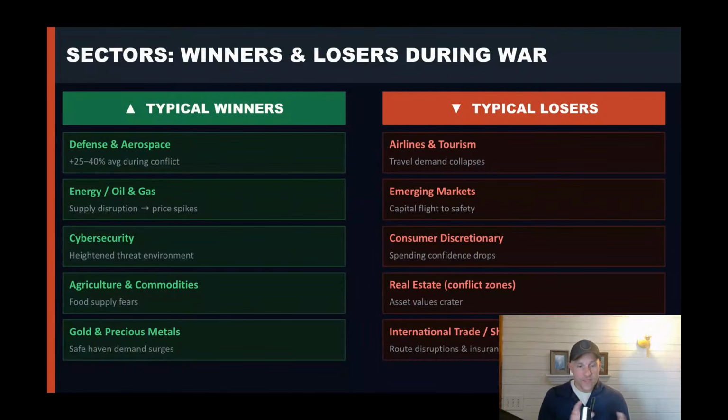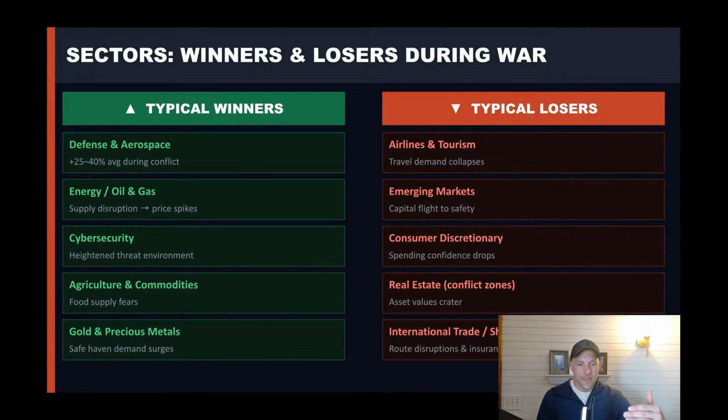Now, I will point this out. Cybersecurity on here is typically a winner in wartime environments. However, right now, one of the unique things that's happening with the advent of AI is a lot of software stocks have taken a beating, especially cybersecurity stocks, because of an AI company called Anthropic, who is basically showing that they're able to do what a lot of these cybersecurity companies can do with their AI models. So cybersecurity actually is not performing very well right now during this time, but typically in the past they would. It's a disruption that is a result of AI.